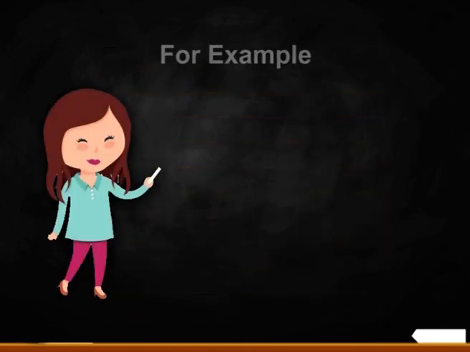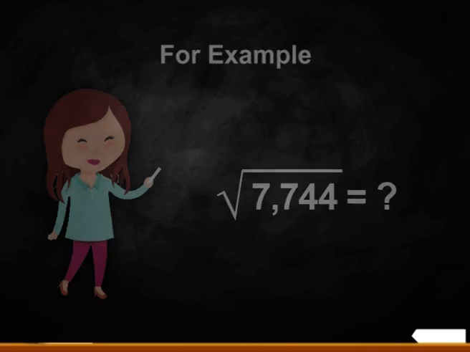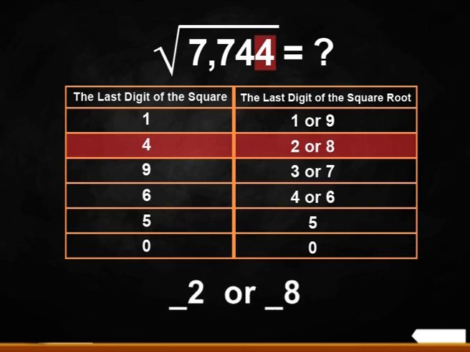Let us start with an example to calculate the square root of 7744. You can see that the number ends in 4, and from the table we can find that the square root will end in 2 or 8. At this stage, the answer is either 2 or 8, which are the last digits of the possible answers.